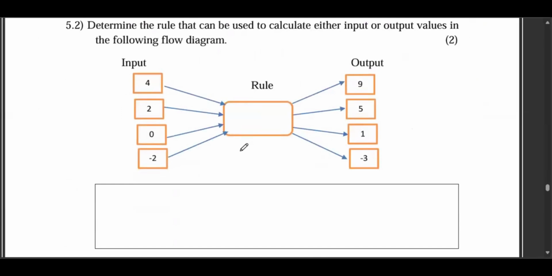Let's look at this. Determine the rule that can be used to calculate either the input or the output. So for the input, we ask ourselves, what happens to 4 to give us 9? I know very well that when I take my 4 and multiply it by 2, I get 8. But for them, they got 9. That means they added a 1. Okay. What about the 2?